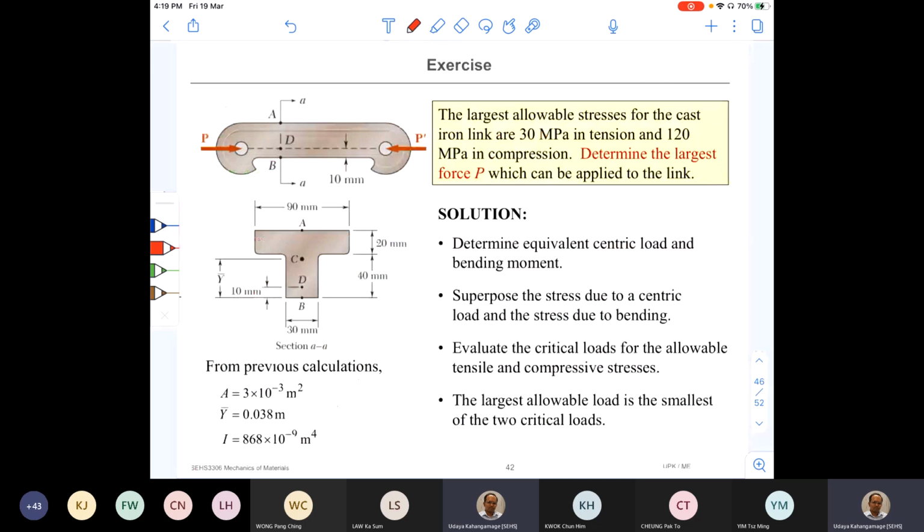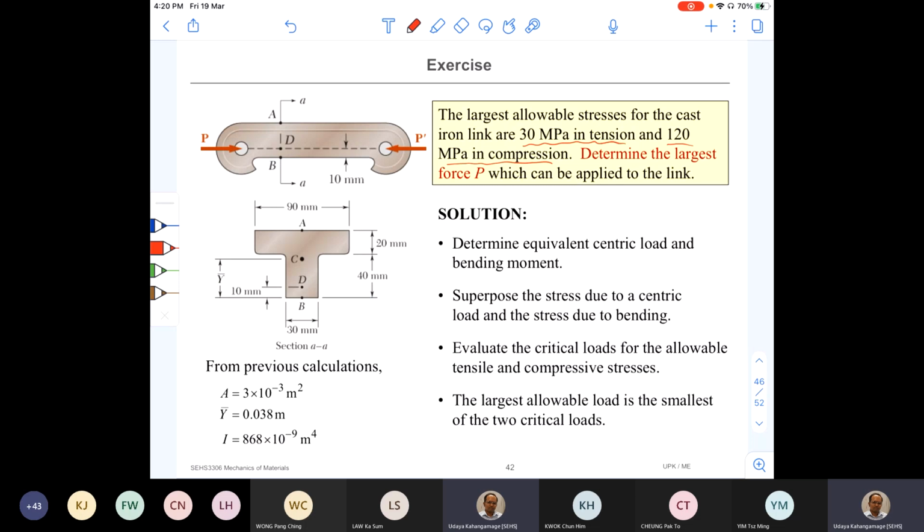Right, let's try another question, a similar one. Okay, first we need to understand the question, visualize it, and then you can see the way forward. So read the question. The largest allowable stresses for the cast iron link are 30 megapascal in tension and 120 megapascal in compression. So you can see that it can withstand low tensile stress but high compressive stress. Those are the maximum values given.